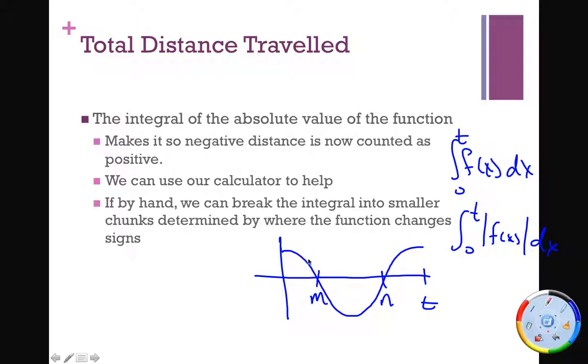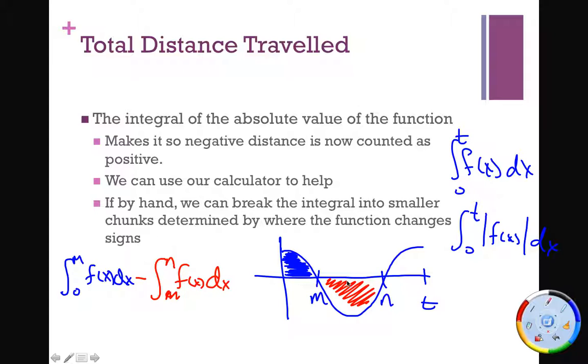We did this a while ago, talking about total change. And what I would do is break this up into smaller integrals. So this version is positive, so I would find the integral from 0 to m of f of x. And this area here would be negative. So in order to make it positive, I have to subtract the integral of m to n of f of x. Now, you're not going to have to do this a whole lot, but I want to show you how you would do this by hand.